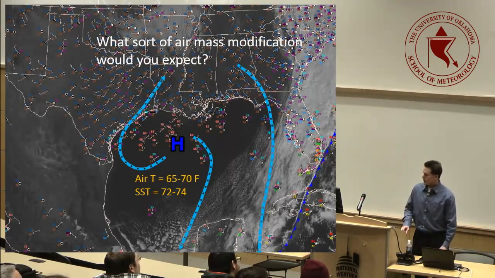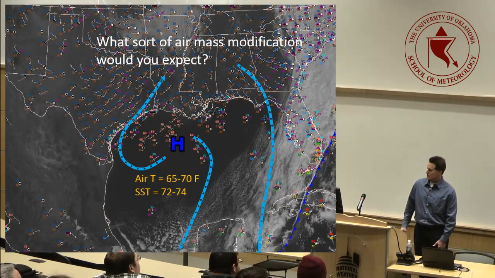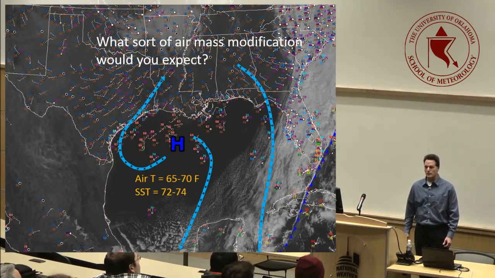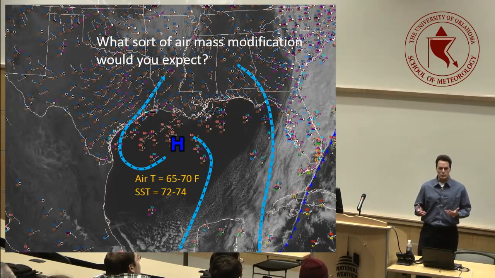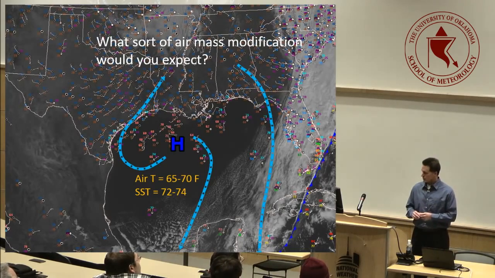All right. Now this is one I'm not going to ask you to answer. I just want you to sort of think about it based on what we've been talking about here. This is something we can talk about in the break if anybody's interested. Think about what kind of air mass modification you would expect in this scenario. What I've done in the orange is I've highlighted the air temperatures are in the 65 to 70 range, and the sea surface temperatures, central and southern Gulf, 72 to 74. Notice there's not a lot of cloud cover.